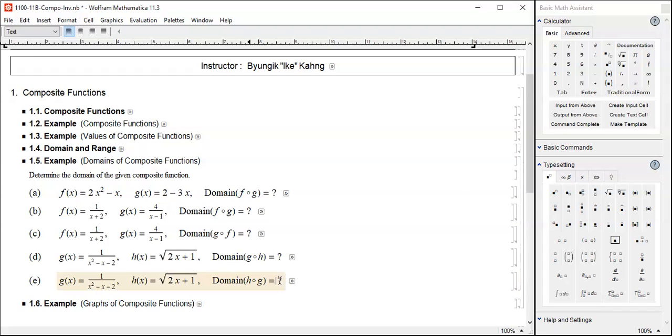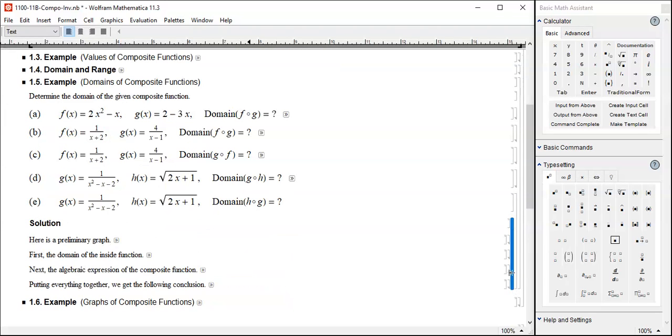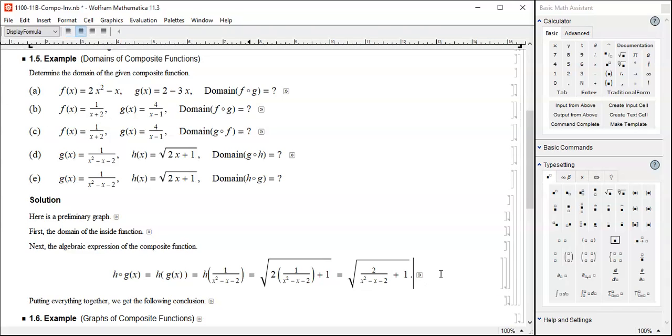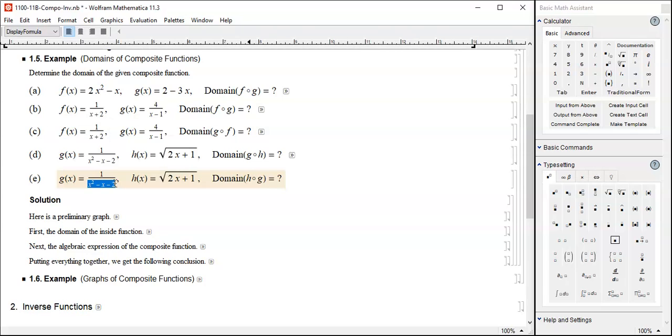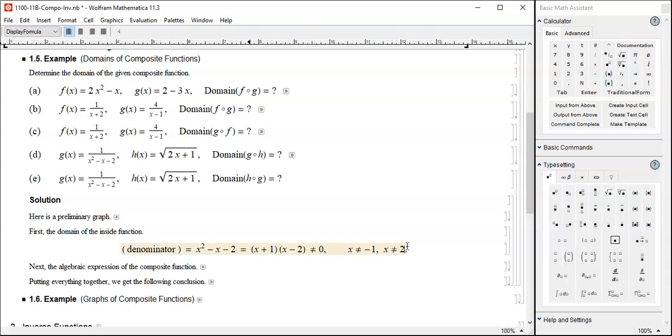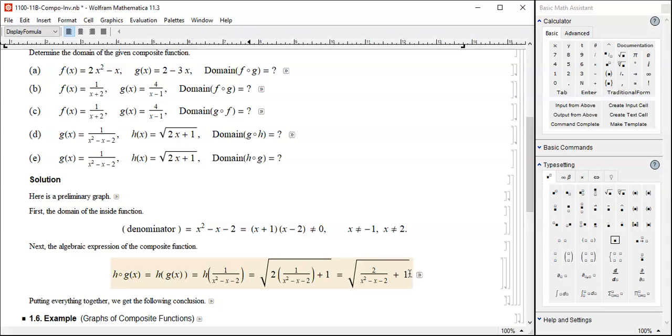Do you have enough time for the final problem here? Let's try. Again, I'll assume everybody went through this computation already. So let's go ahead. This algebraic expression, I'll assume everybody did it already. Okay, the domain of the inside function: the denominator should not be equal to 0. So the domain of g, we get this. x is not equal to -1, x is not equal to 2, otherwise okay, at least so far. Now take the composite function and we do computation like this.